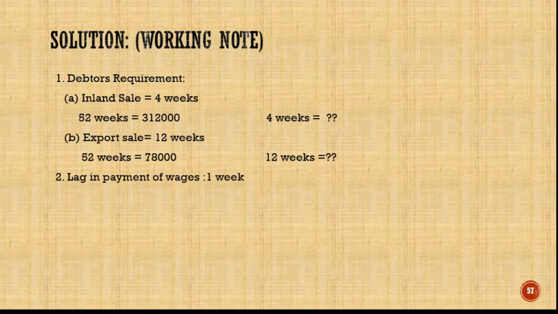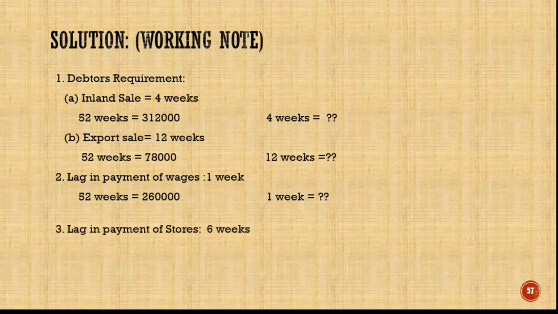Next is the lag in payment of wages requirement for 1 week. They have given us the amount 2,60,000 for a particular year, that is 52 weeks. We need to calculate for 1 week. In this way, lag in payment of stores, 6 weeks. The amount given per annum is 48,000. So let us see the answer.